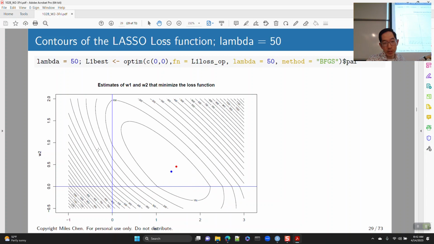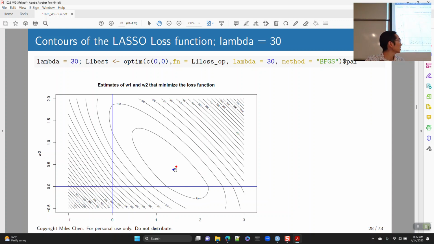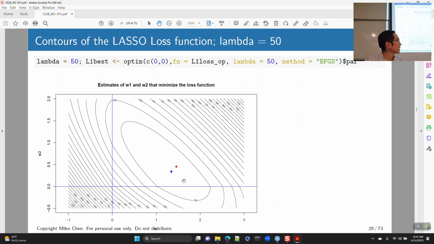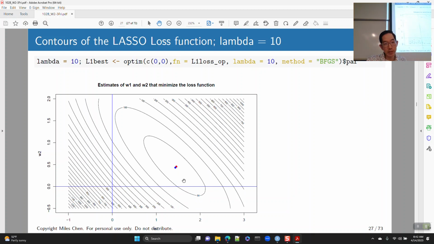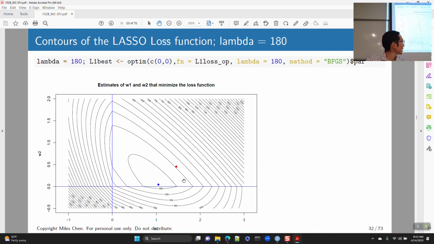Okay, and what we see is, this blue dot here is the resulting W1 and W2 that minimize the regularized loss function. The red dot is the value of W1 and W2 that minimize the ordinary least squares regression, that minimize the sum of the squared loss. And the blue dot is the value that minimizes the loss plus the complexity parameter, the regularized loss.